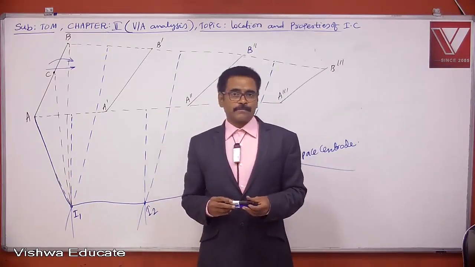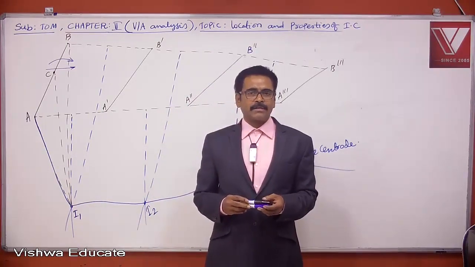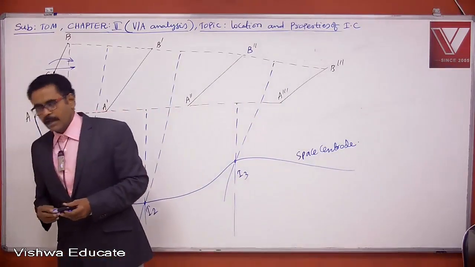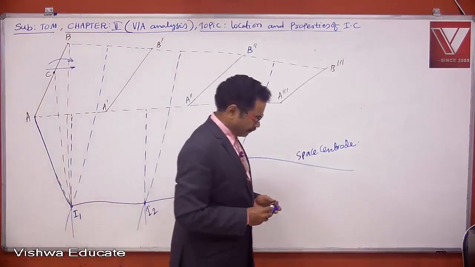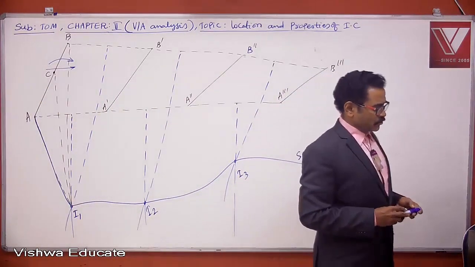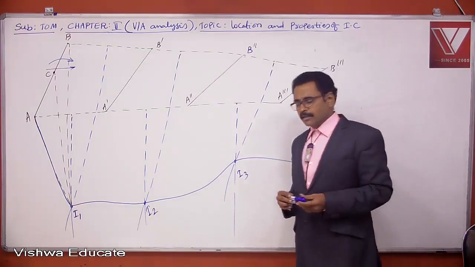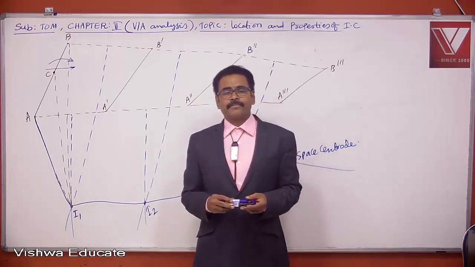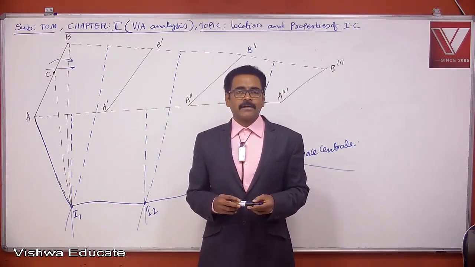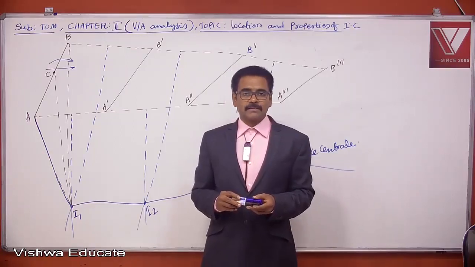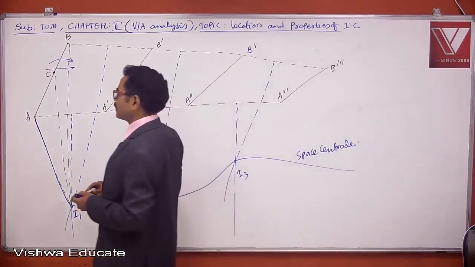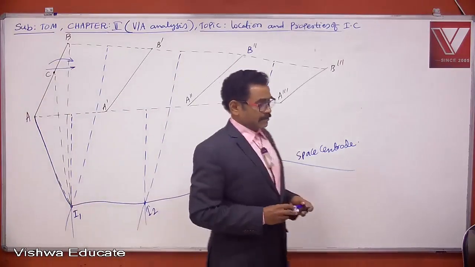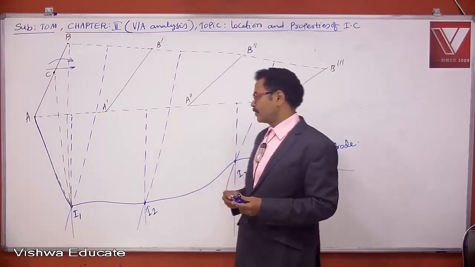roll about each other. And this concept is used in the manufacturing of a pair of elliptical gears. Right.